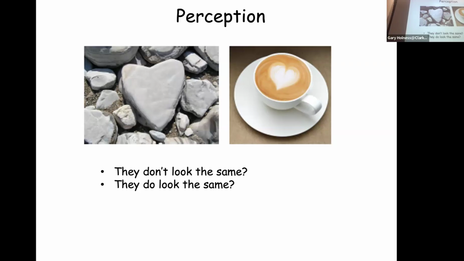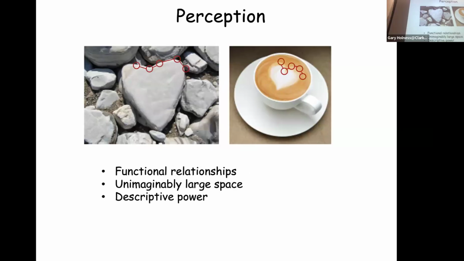If you were to look at the pixel color distribution, the stone is more gray. The coffee is more brown and beige. They don't look the same. But what is it that looks the same? Well, if we look at functional relationships, self-similarity among the pixels in these objects, there's some similarity there. That's what arises. And when we think about functions over things, that's an unimaginably large space of things that we can choose from.